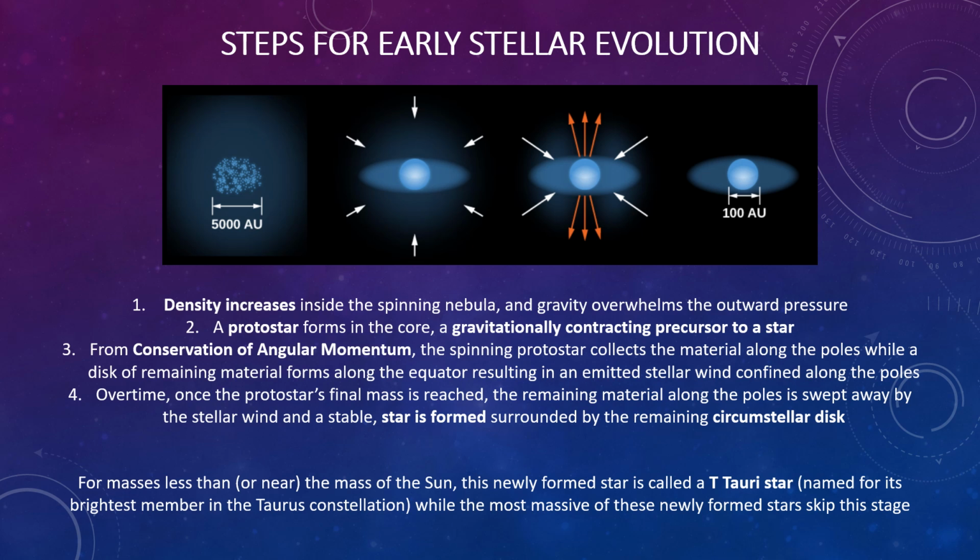And for masses less than or near the mass of our sun, these newly formed stars are called T Tauri stars, named for the brightest member of the Taurus constellation, which is one type of this star. And the most massive stars actually skip this stage during their formation.